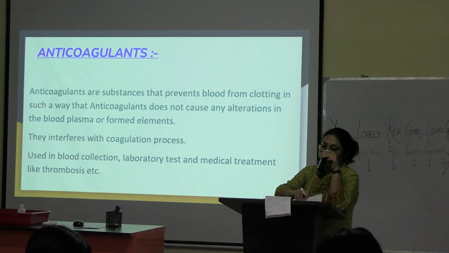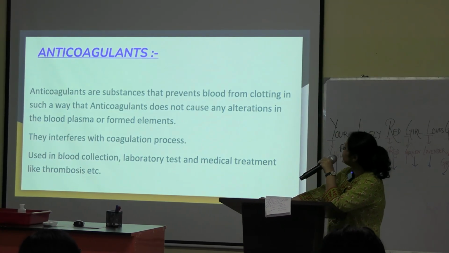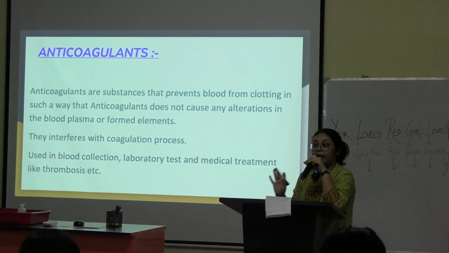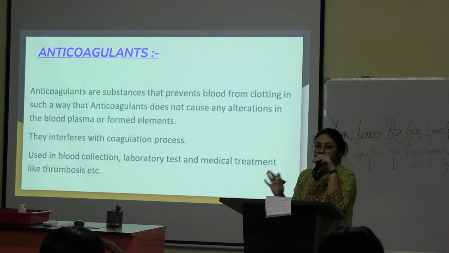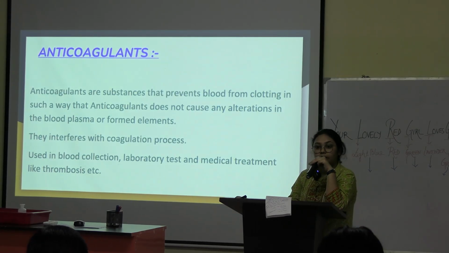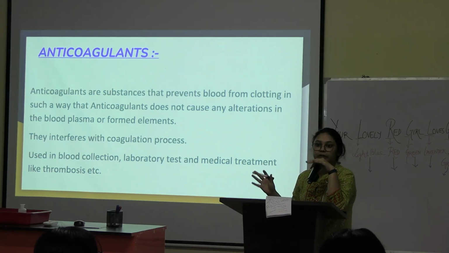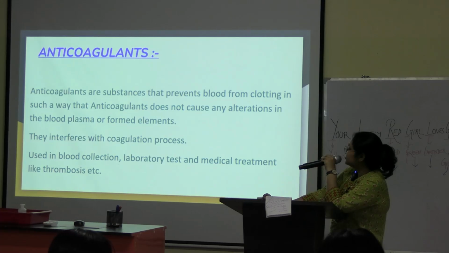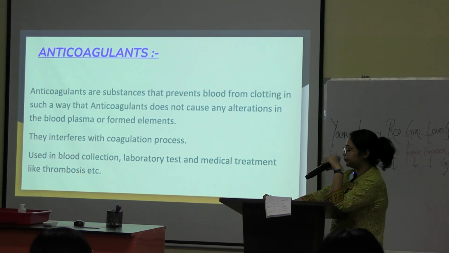Then comes the anticoagulants. Anticoagulants are the substances that prevent blood from clotting without any alteration in the formed elements or the blood plasma. They just interfere with the coagulation process. Coagulation process you will come to know in your lecture classes, because a very broad topic is there about the coagulation process. Now these anticoagulants are used in blood collection, laboratory tests and medical treatment like thrombosis.